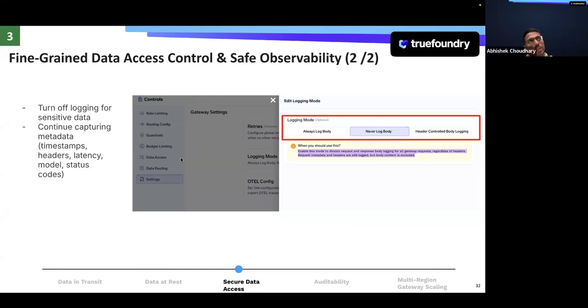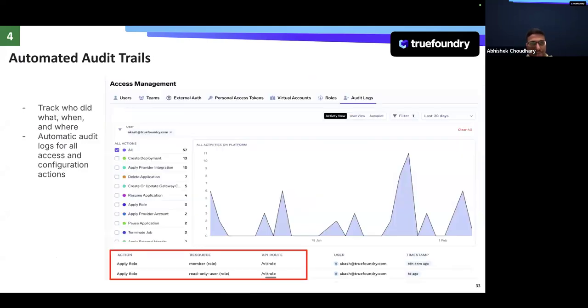And then you can also define which data to log and not log. Maybe in some cases, you don't want to log all the data, so you can also define that. And then you'll have a complete audit of exactly who did what and what changes were made. All of those audit logs come by default.